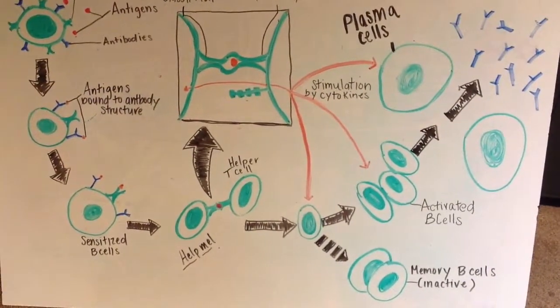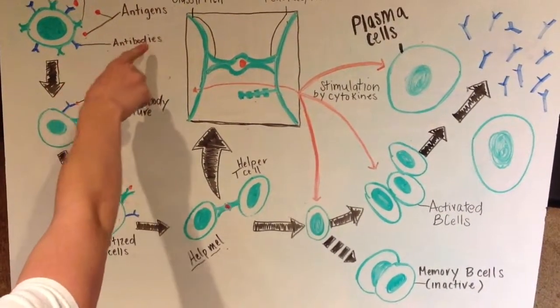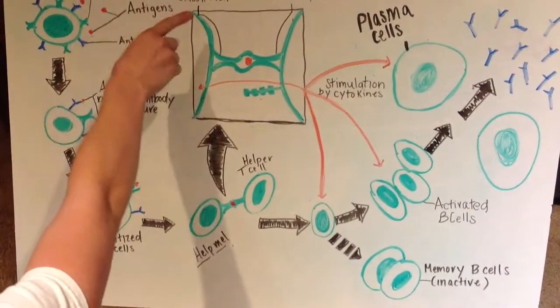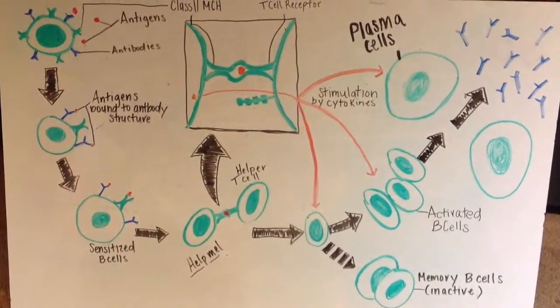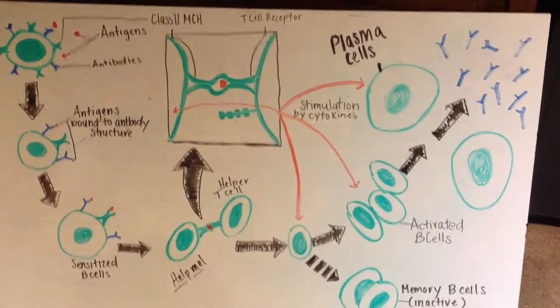Let's first look at the structure. So these red dots represent antigens, the blue are antibodies, and the green is class 2 MHC. Once antigens are bound to the antibodies in the B cell membrane, the B cell displays those antigens into its plasma membrane.